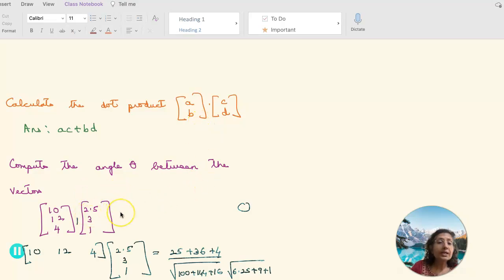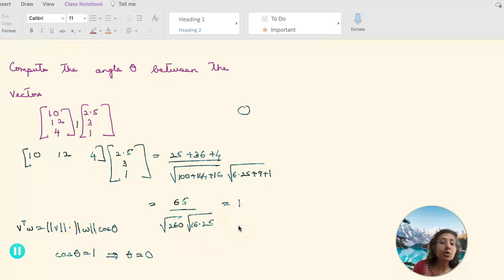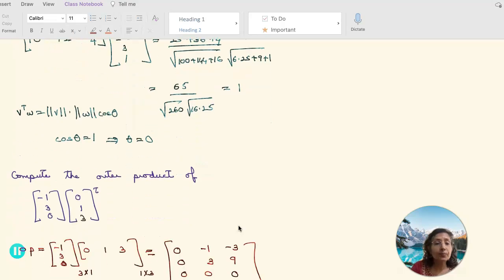Again, compute the angle theta between these two vectors. So you are writing V transpose W. Write this as a row vector and this as a column vector. So the dot product of this is 10 into 2.5, 25 plus 36 plus 4 into 1, 4, divided by the norms, because V transpose W is norm V, norm W, cos theta. So what is cos theta? V transpose W divided by norm V, norm W. When you simplify you get 1. So cos theta is 1 means theta is 0.